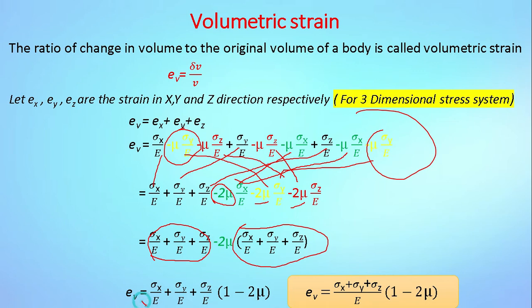Now we will equate this denominator. So the final equation becomes ev is equal to sigma x plus sigma y plus sigma z divided by E, times 1 minus 2 mu. This is a very important formula for solving problems based upon a three-dimensional stress system. So please remember this formula.